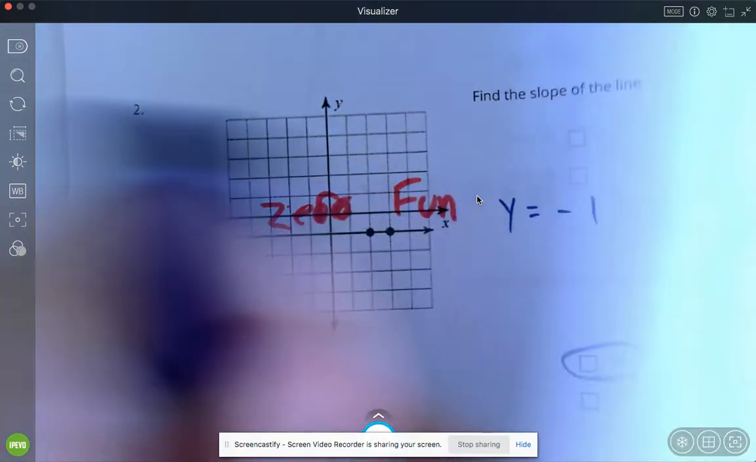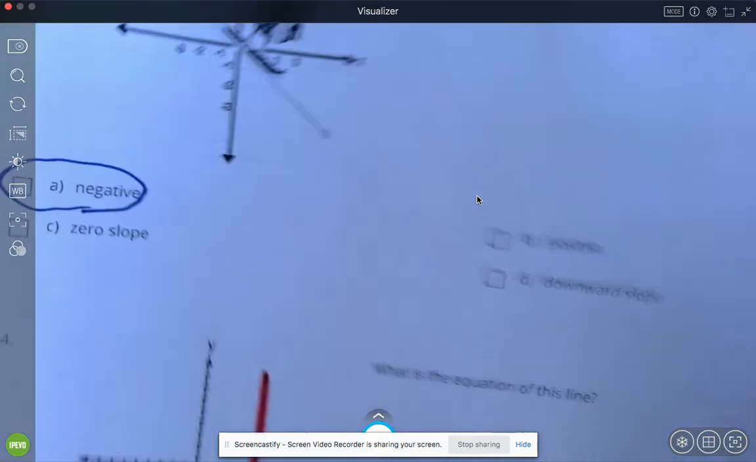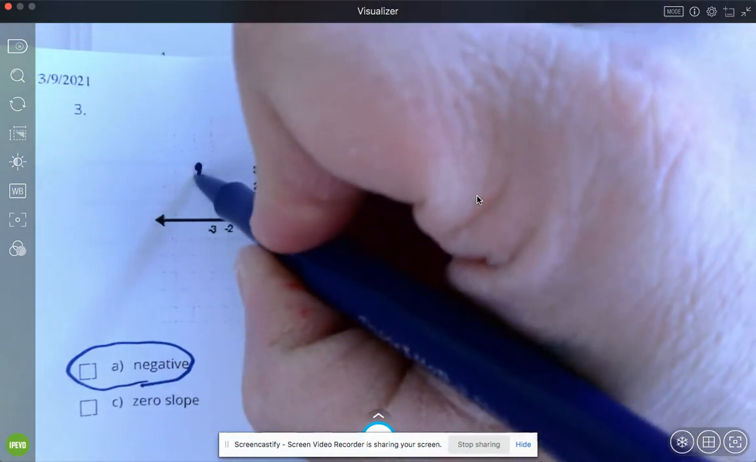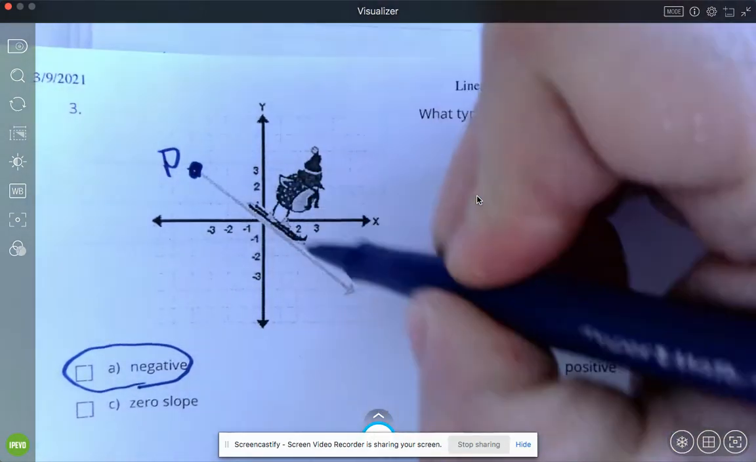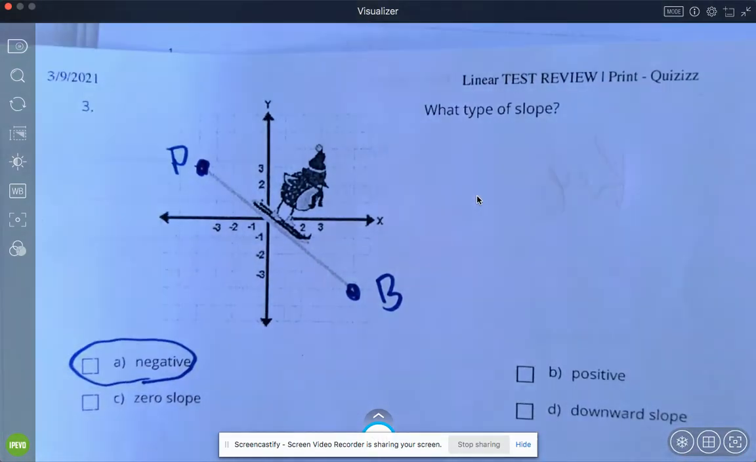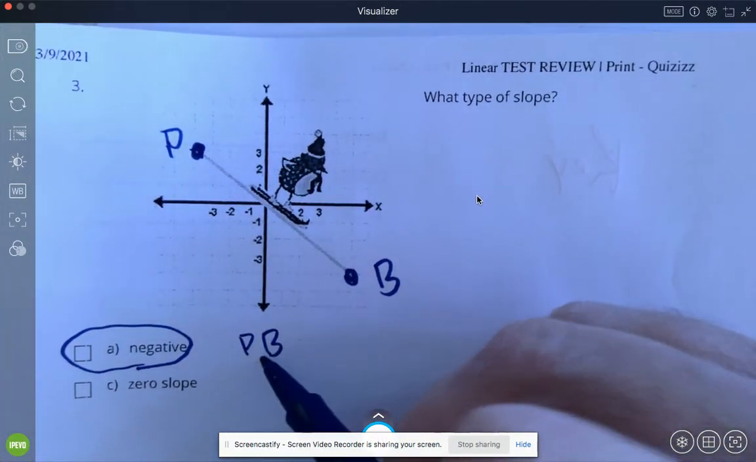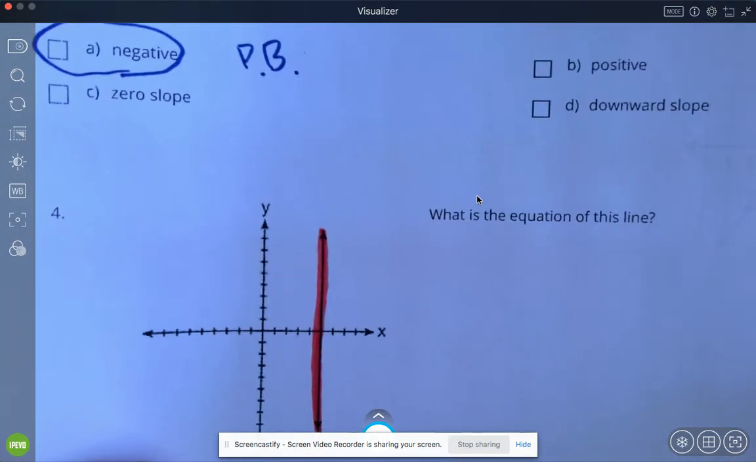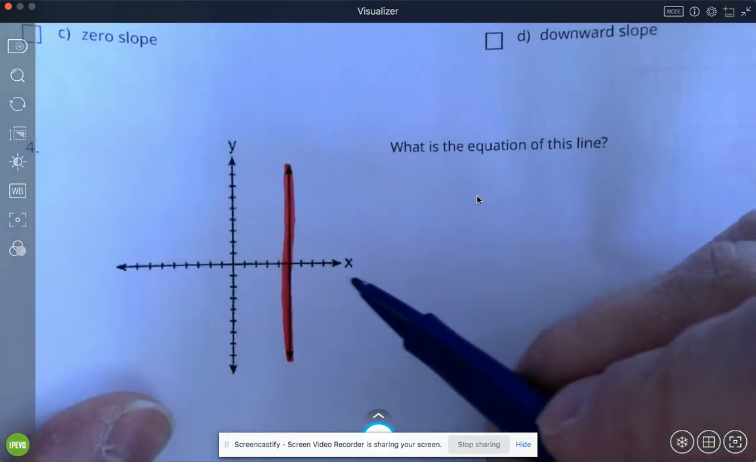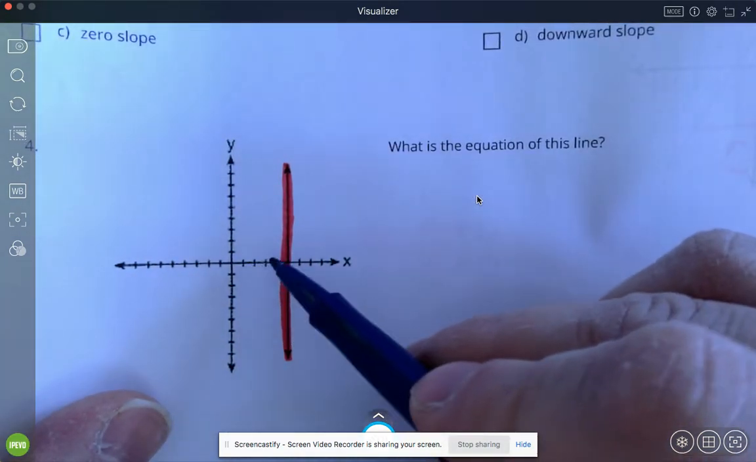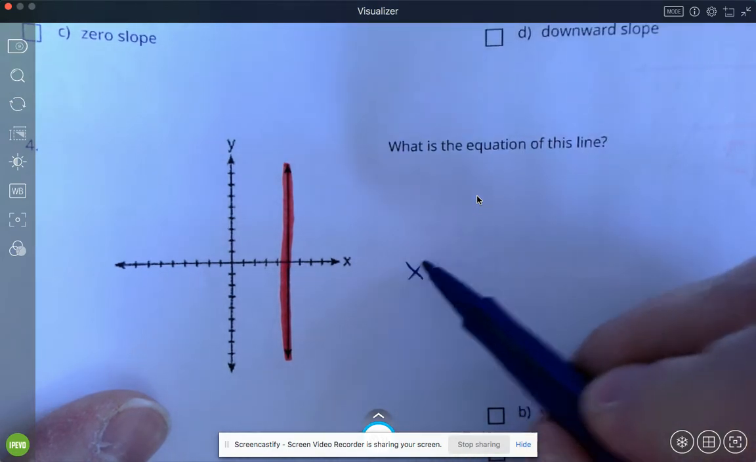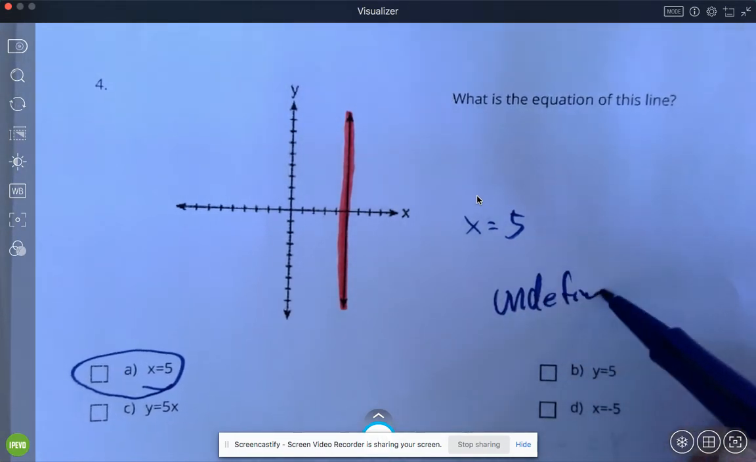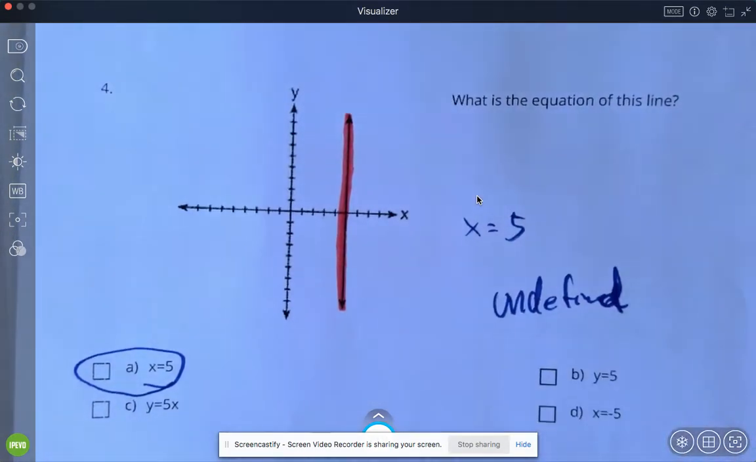Number 3, I think you're going to see this on the test as a line segment. I'll do my initials P all the way to B, and that would be the line segment PB. What's the slope of this line? I'm sorry, the equation for this line is, 1, 2, 3, 4, 5, x equals 5. The slope is undefined, but the actual equation is x equals 5.